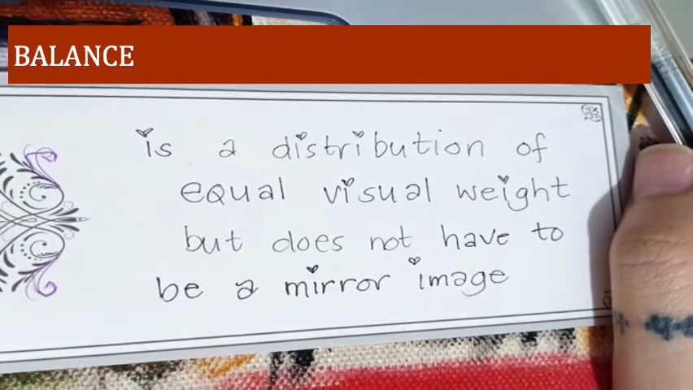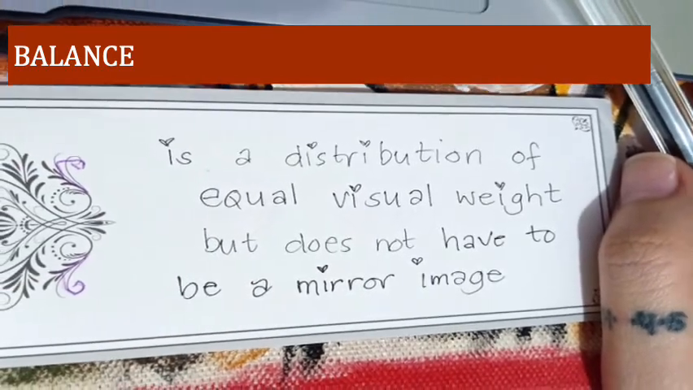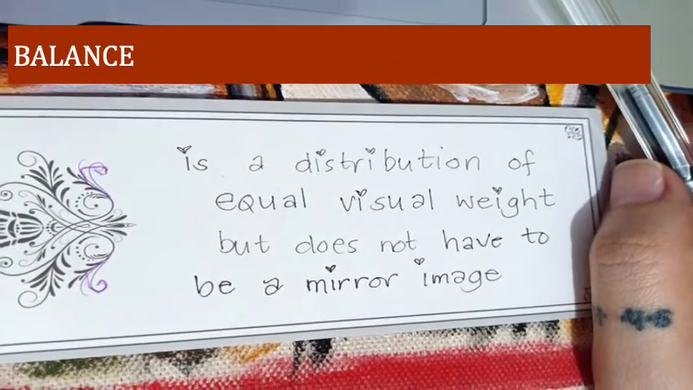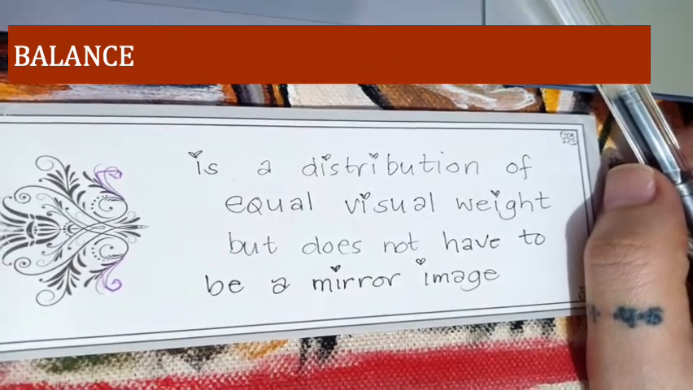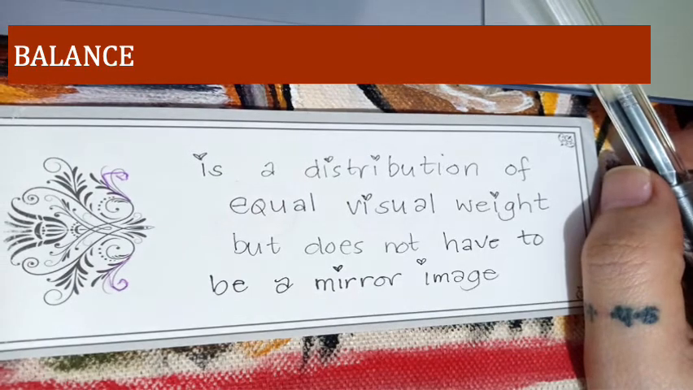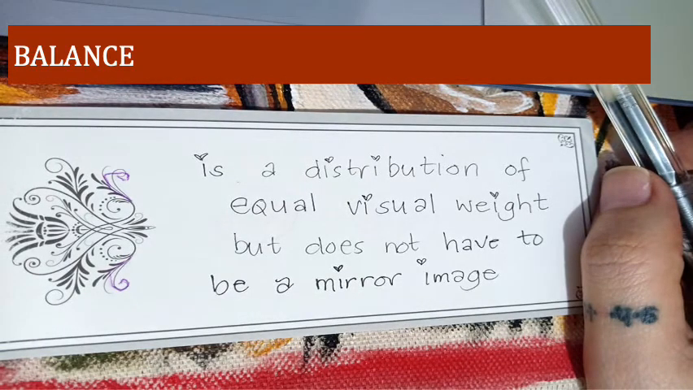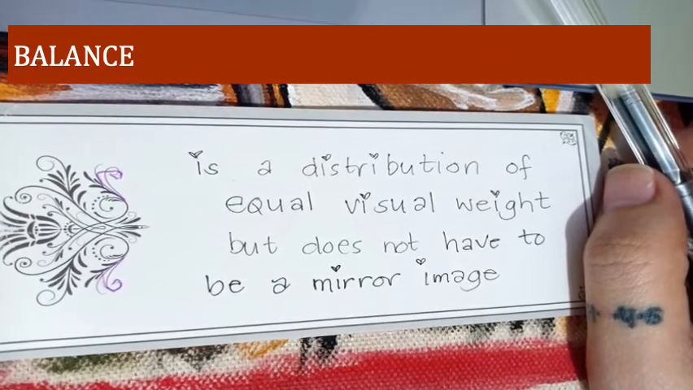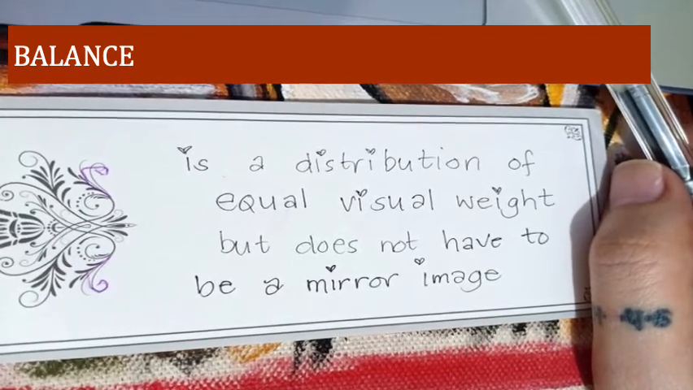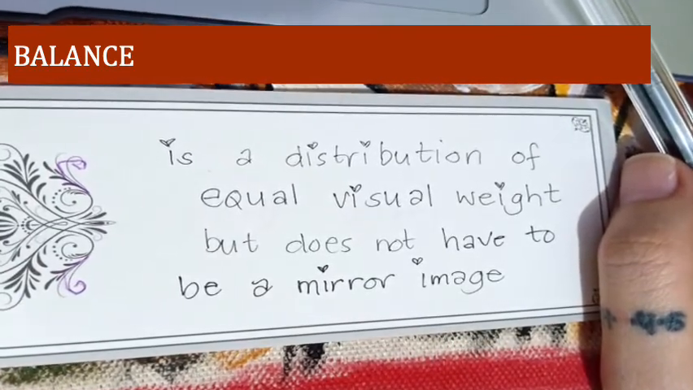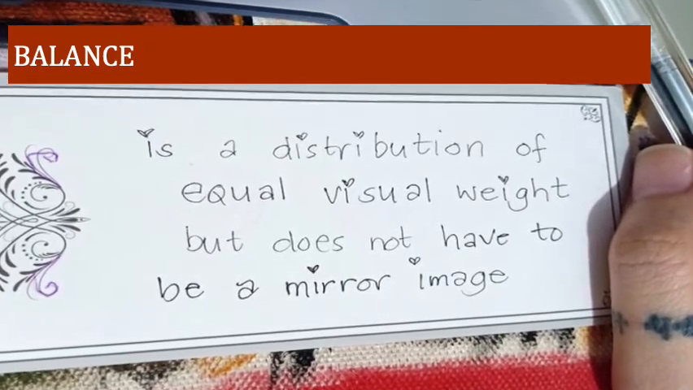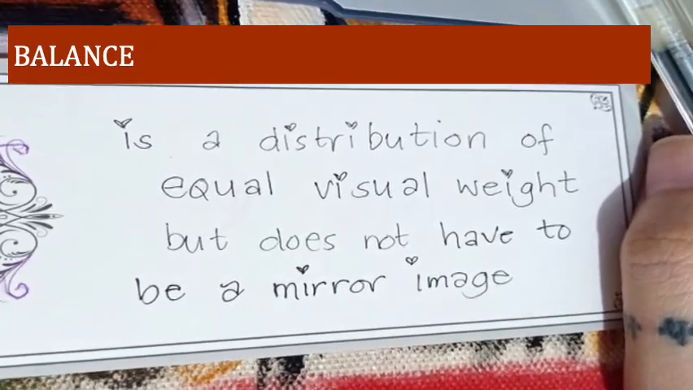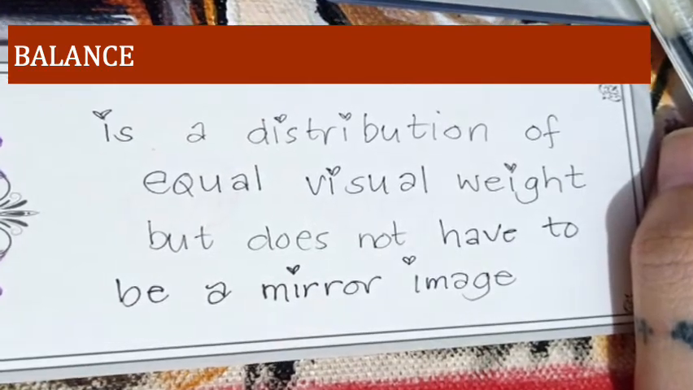You can actually think of your artwork as an actual scale, in which you can put in your ingredients in equal weight to maintain the balance. But again, what is important to note in balance is it doesn't have to be a mirrored image. Mirrored image means super identical. It doesn't have to be. The important thing in balance is that you achieve the feel of stability and balance.